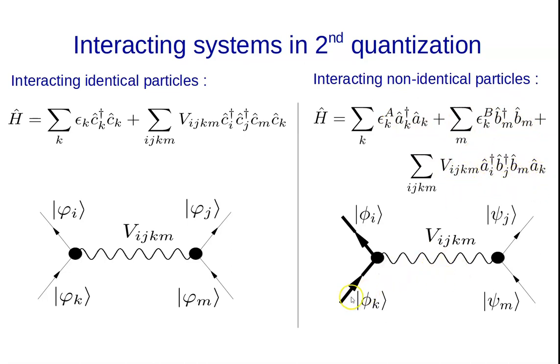And that's what a diagram would look like. So this is like the lines for particle A, right? So you're destroying a particle A in state K, creating a particle A in state I, and I and K are in the same position in space. And same for B, you are now destroying a particle B in state M, creating a particle B in state J. J and M will be in the same position in space as well. And then that's how they are interacting. And this is the interacting matrix, if you wish. Right, so this is how it would work for non-identical particles.